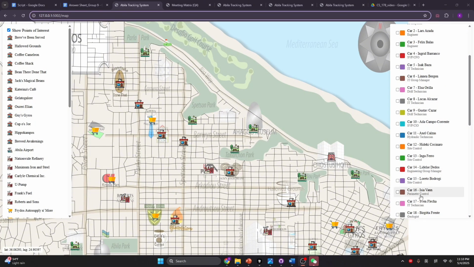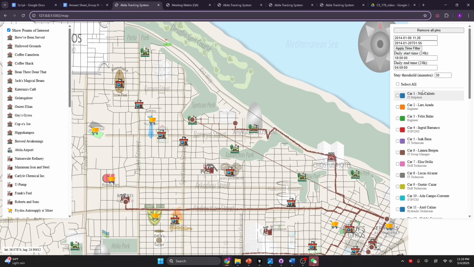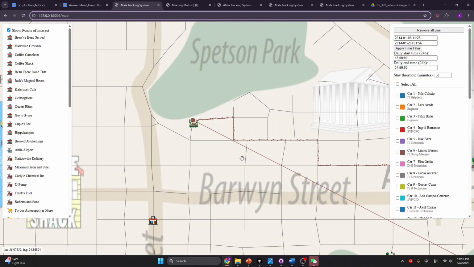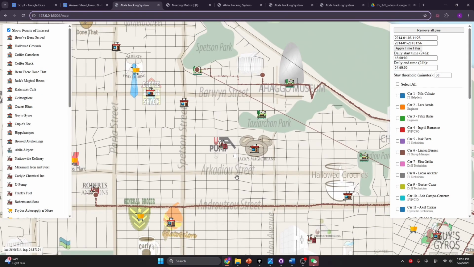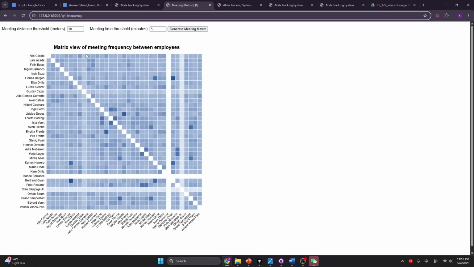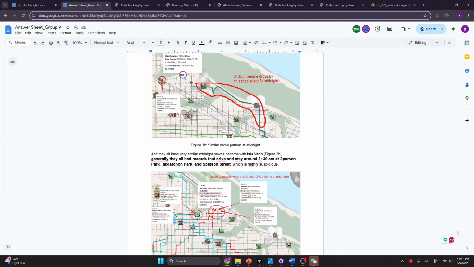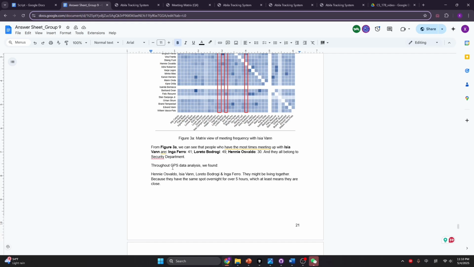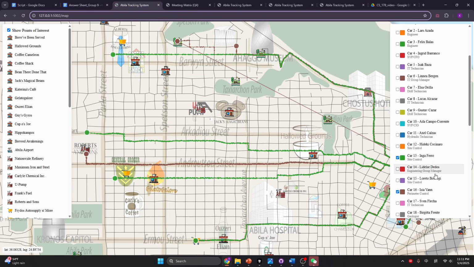This guy has a very weird movement pattern at midnight. If we set the daily filter from 6 p.m. to 5 a.m., we can see he usually stays at these 2 parks at night for only 2 to 4 hours, and this place is very far away from the city, so this is very suspicious. So we tried to find out who he meets up with the most. We checked the matrix of meeting frequency between the employees, and we found another 3 persons. These 3 guys meet 41, 49, 30 times, and we checked their GPS data, and we found they have very similar movement patterns at night.